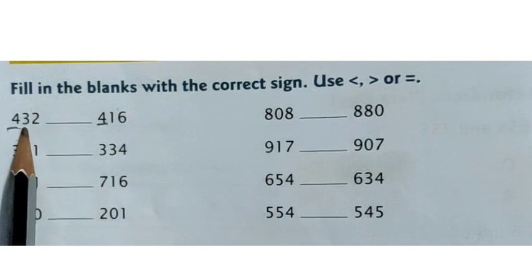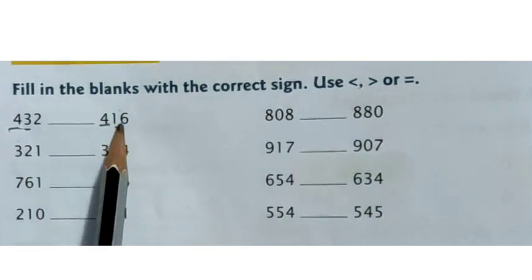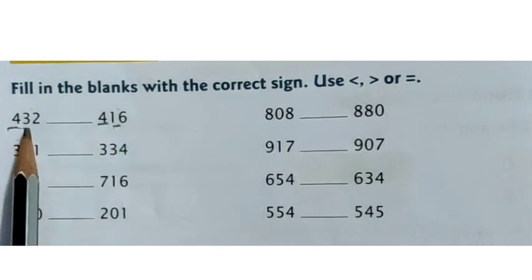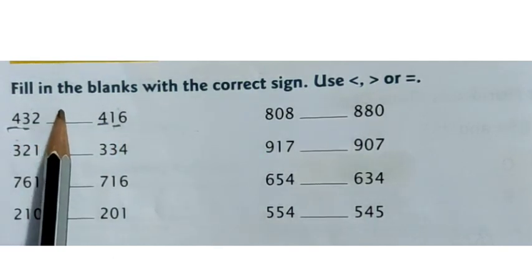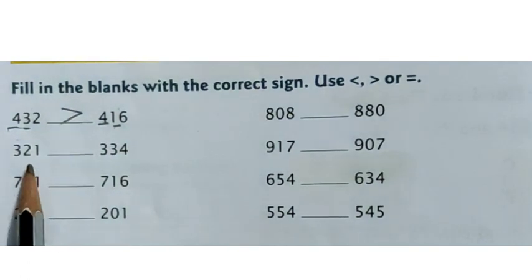So go for the next digit, that is the tens place. Here we have 3 and here 1. So is it 1 or 3? Which is smaller? It is 1. So write down greater than.